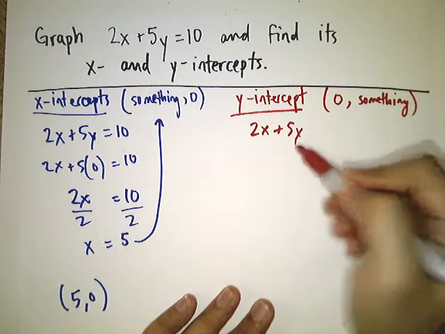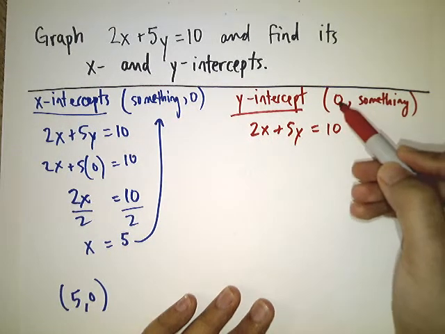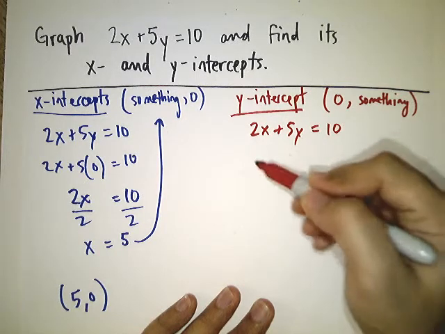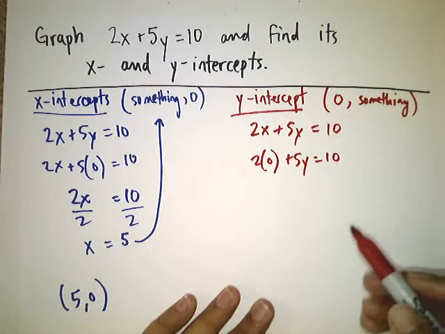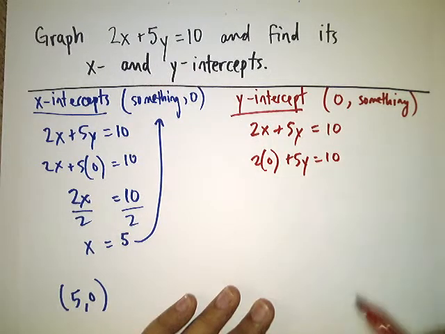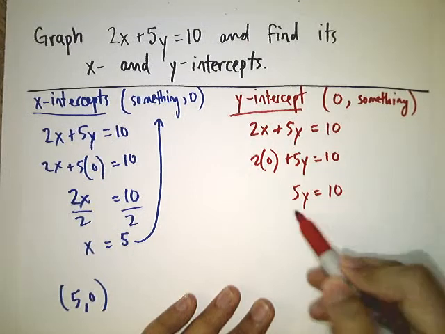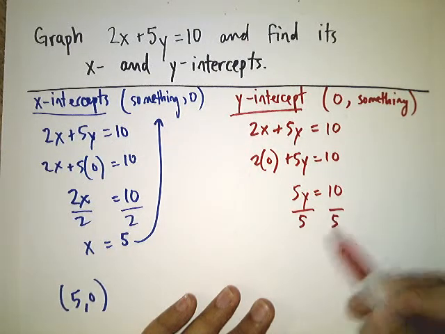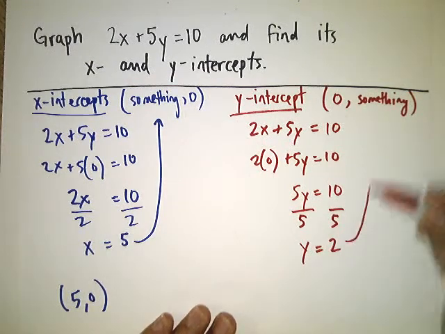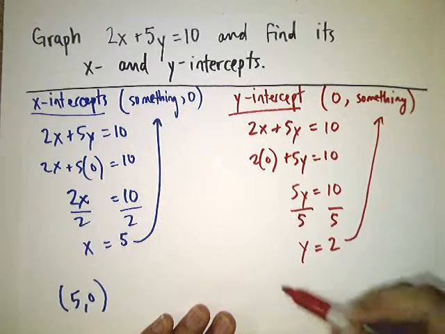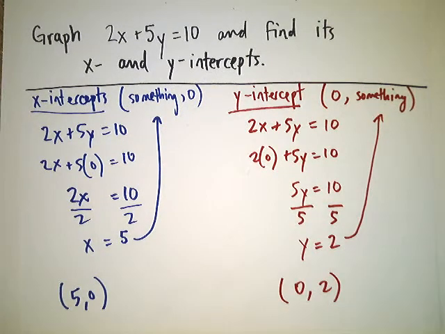2x plus 5y equals 10. Okay, we'll plug in 0 for x because that's the one we know right now. 2 times 0 plus 5y equals 10. Well, 2 times 0 is 0. 5y equals 10. Divide both sides by 5. y equals 2, which means this is the something we were looking for. So our point here is going to be (0, 2).